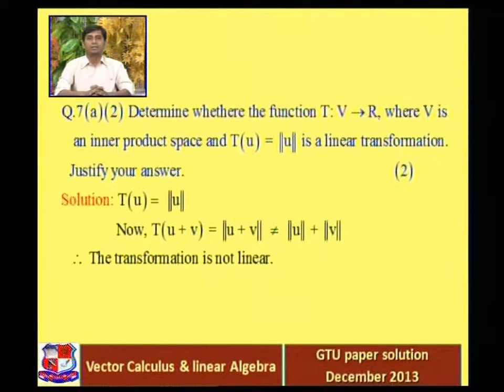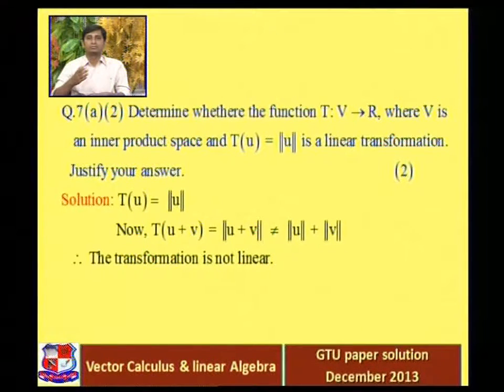Take U and V both vectors of R2, and use the Euclidean inner product to define the norm. Take U equal to 1 0 and V equal to 0 1. Then, using the standard addition, U plus V is equal to 1 1.